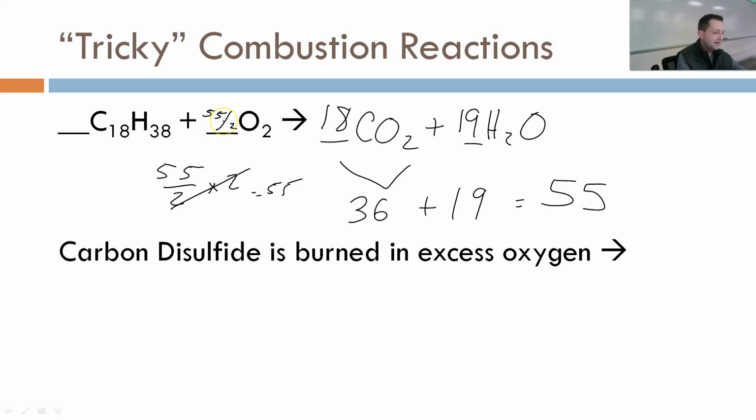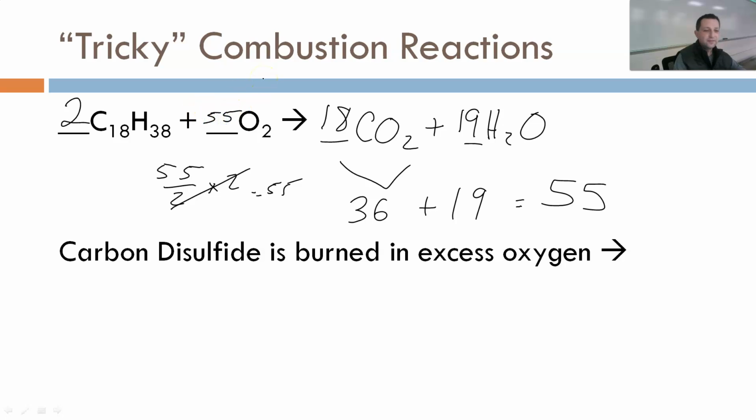So instead of 55 halves, let's multiply everything through by 2. I did have a coefficient of 1 here, so that would have balanced it. I could have 1, 55 over 2, 18, 19. But I can't leave the 55 over 2 there, so let's multiply everything by 2. Instead of a 1, 1 times 2 is 2. Instead of 55 over 2, 55 over 2 times 2 is just 55.